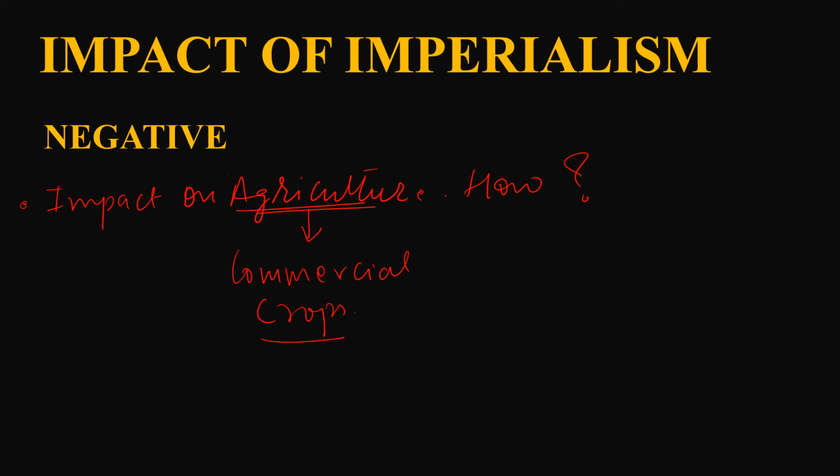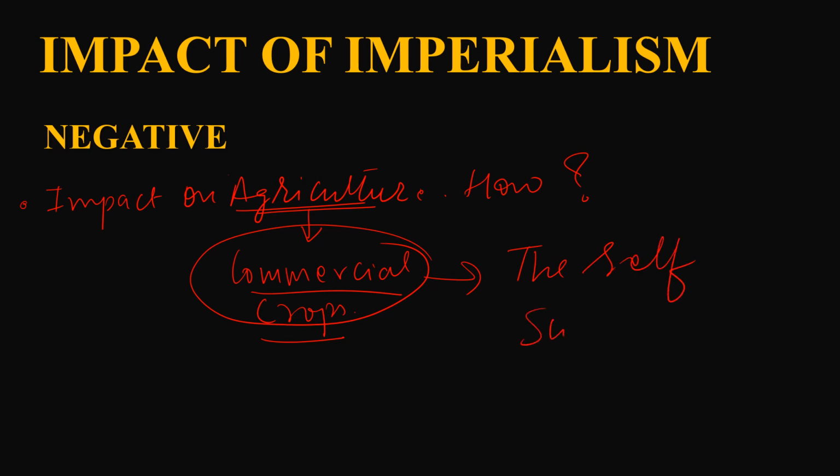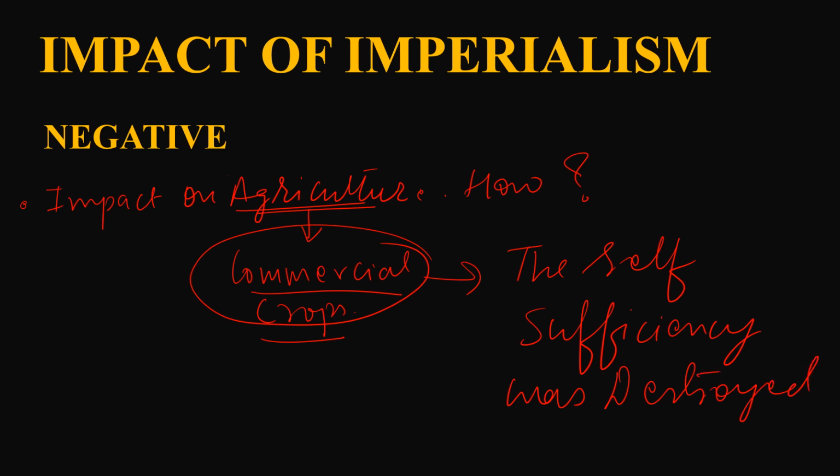Now instead of growing the regular crops, which were the means of earning, which were the means of living for the people of the colonies, they were forced to grow the commercial crops to meet the requirements of the industries and the factories which were producing finished goods. So because of this commercial crop growing, the self-sufficiency was destroyed. Now this was actually a very big setback for the people of the colonies.